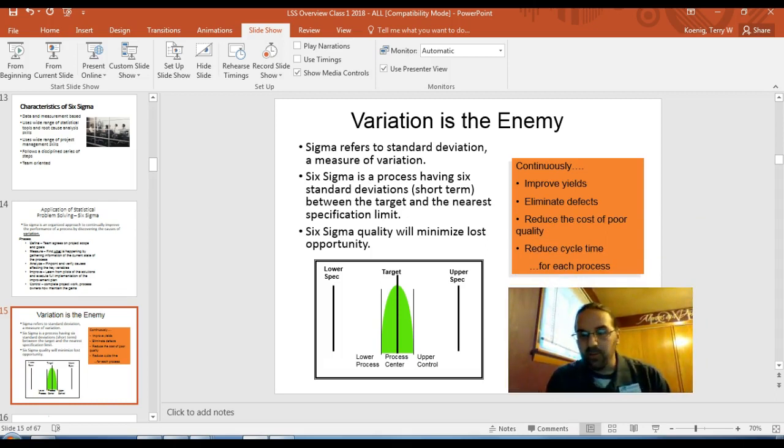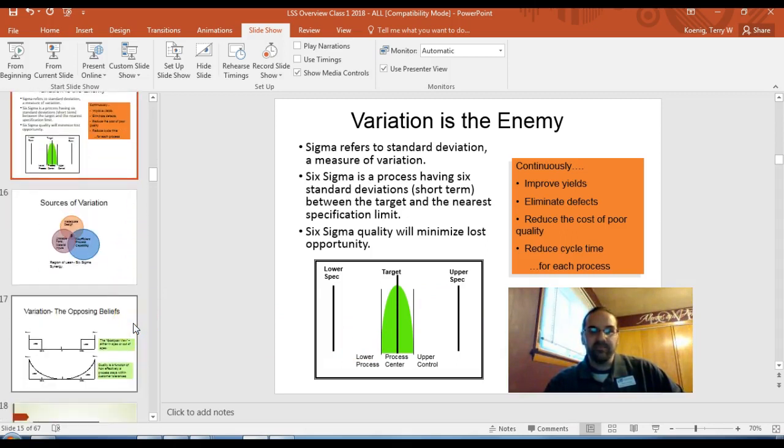So where does the term Six Sigma come from? It refers to standard deviation, which is a measure of variation. So Six Sigma is a process of having 6 standard deviations between the target and the nearest specification limit. Six Sigma quality will minimize lost opportunity. So this is your target. This is your upper spec and your lower spec. In between, there are 6 standard deviations to perform at a Six Sigma level.